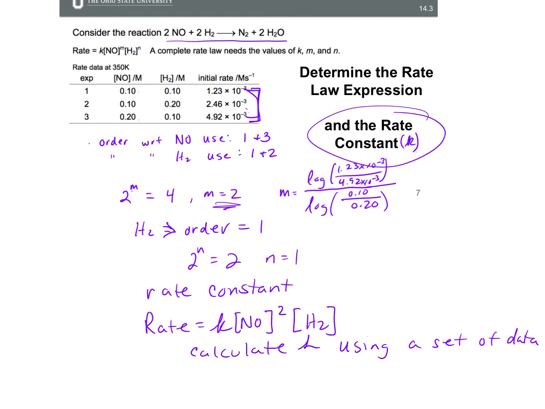So what we can do is, our rate is equal to our initial rate. If we pick experiment 1, the rate is going to be 1.23 times 10 to the minus 3 equals the concentration of NO, which is 0.1. Again, I'm just pulling from this first row of data. We've got to square that, times the concentration of H2, which is 0.1.